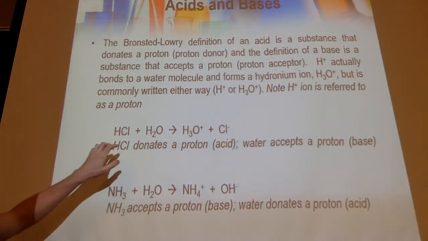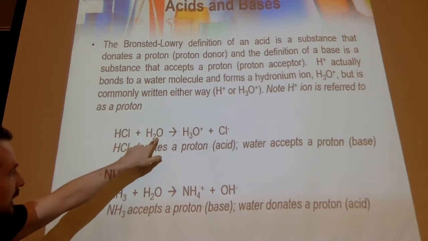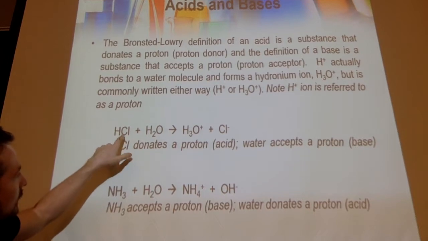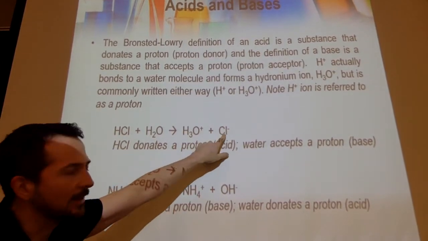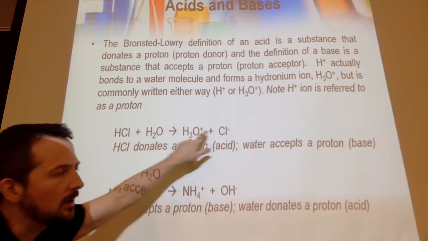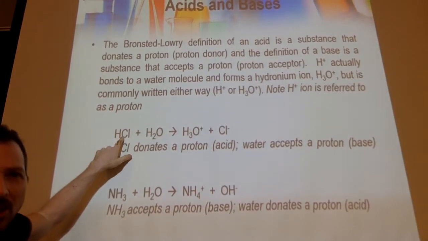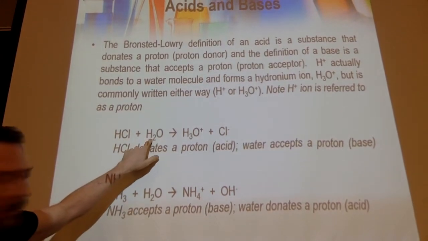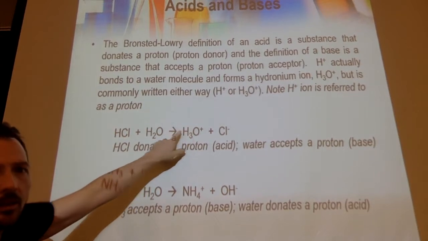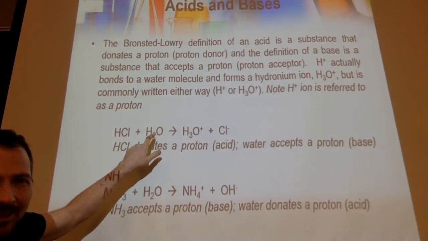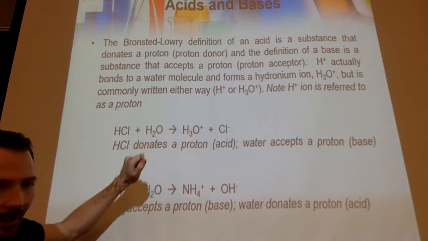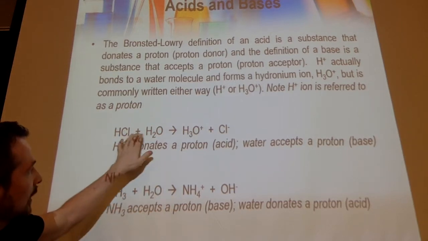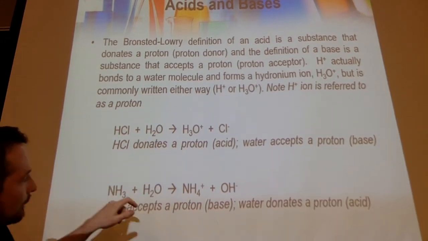examples. If we look at this reaction, HCl plus H2O, we know this is hydrochloric acid, which we went over when we named compounds. What happens to this HCl? It becomes Cl minus. So it lost the hydrogen. Since it lost the hydrogen, it means it donated the hydrogen. So this would be our acid. Look at H2O. It becomes H3O+. So it gained the hydrogen. It accepted the proton. So that's why this is classified as a base. Water is a molecule that can act as either an acid or a base. So here we see water acting as the base.